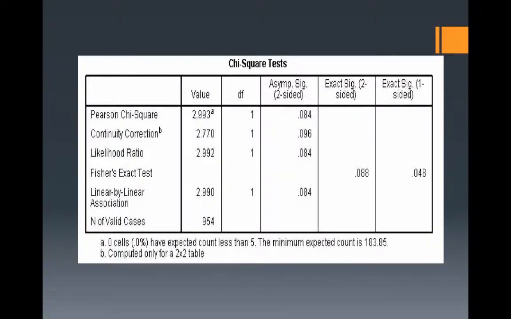Here is an example of the chi-squared box. It generally comes out in this fashion every time, but the Pearson chi-squared is what we're looking at. In this case, the value is 2.99, rounded to the hundredths like you're supposed to. There's a DF of 1, and the asymptotic significance is 0.084. Because it's above 0.05, it is non-significant.